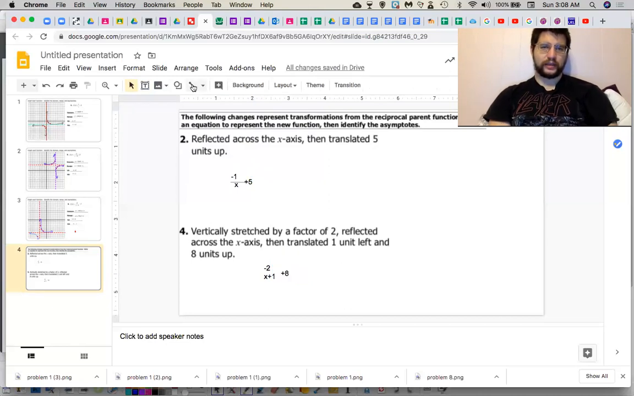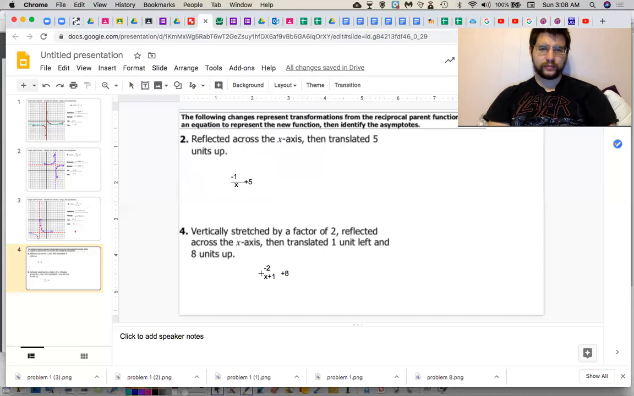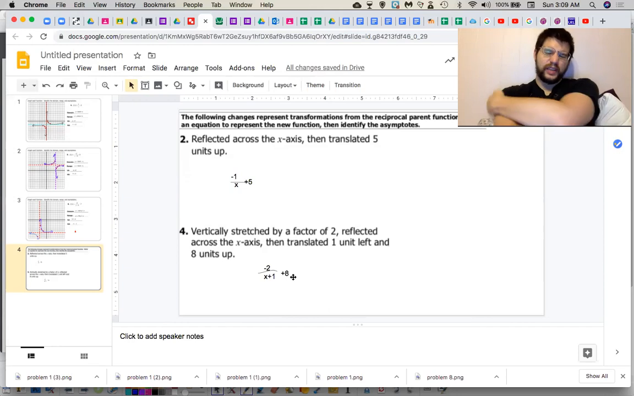And try and draw a line there. What's going on with these crazy dots? Maybe scribble would be easier. Yeah, those disappeared. Why did they disappear? There. Good enough. -2 over x +1 +8. Okay, I put one of those in there. That's annoying.